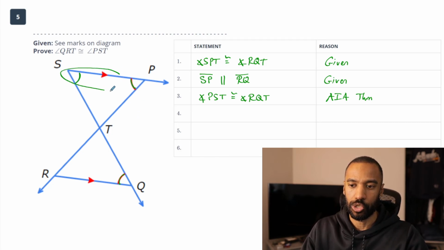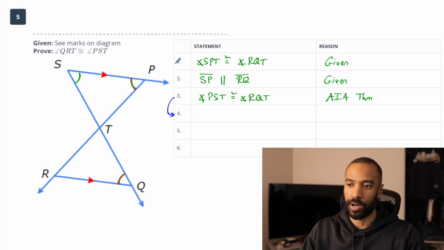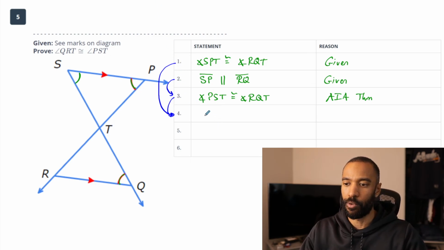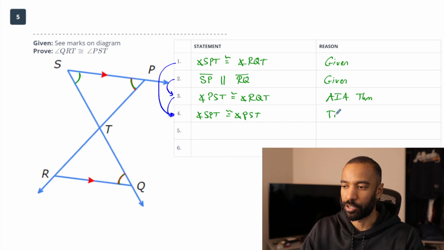So that must mean that these two must be congruent to each other, SPT and PST. Right? These two angles are congruent to the same angle. So let's go ahead and bridge that gap right now and say, because of statements 1 and 3, and statement 3, by the way, was made because of statement 2, we can make a statement 4, which says that angle SPT is congruent to angle PST, and that's by the transitive property of congruence.